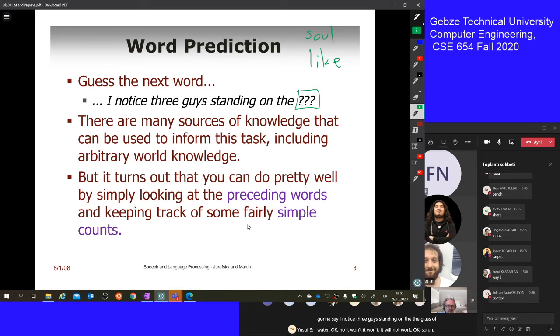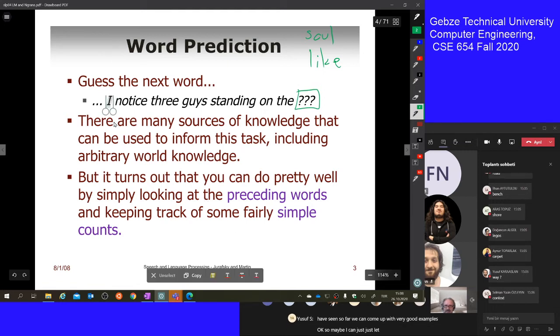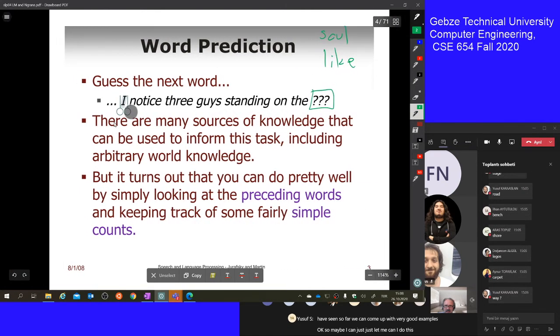Okay, so it's a difficult problem, but it looks like we can do very good by keeping statistics of the sentences or the words that we have seen so far. We can come up with very good examples. Okay, so maybe I can just, let me. Can I do this?